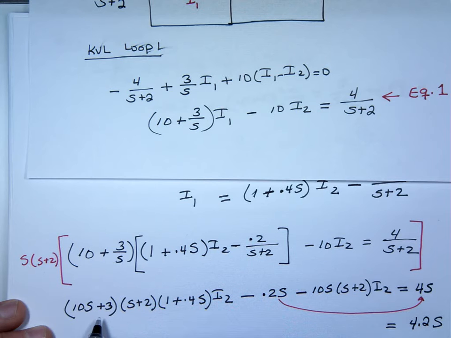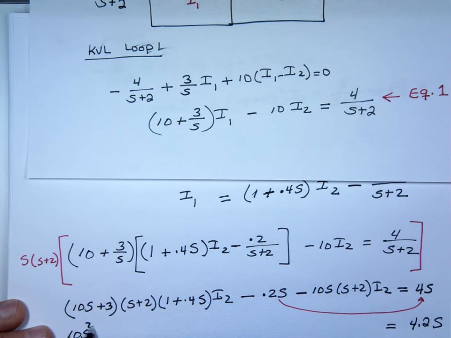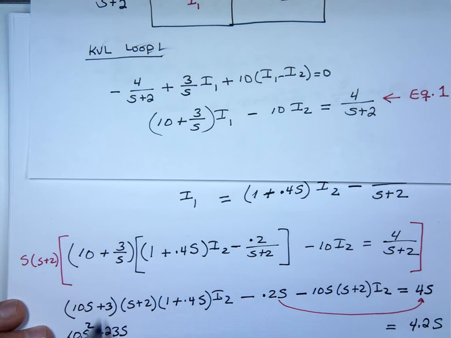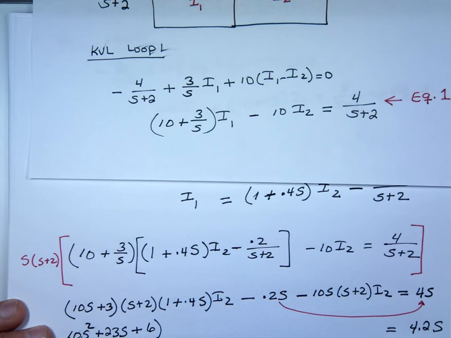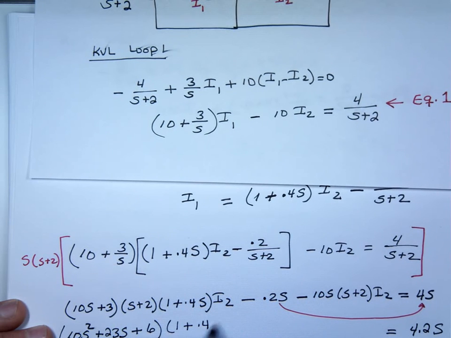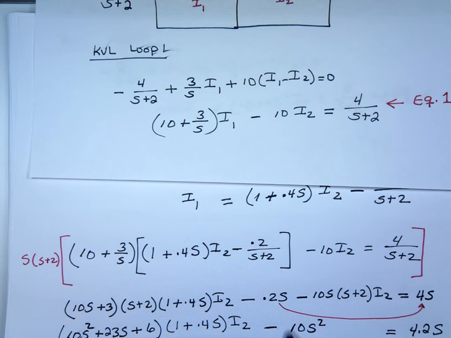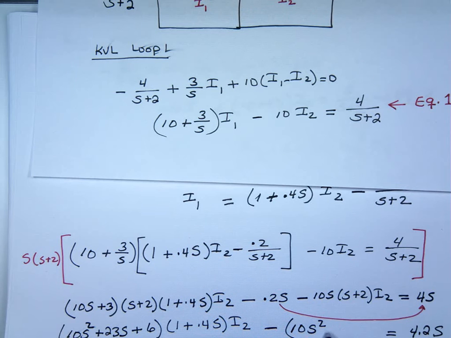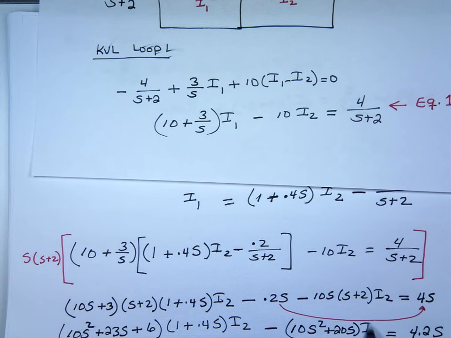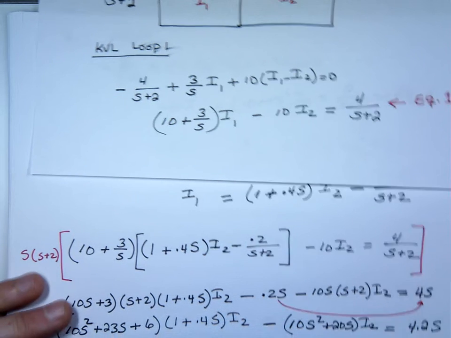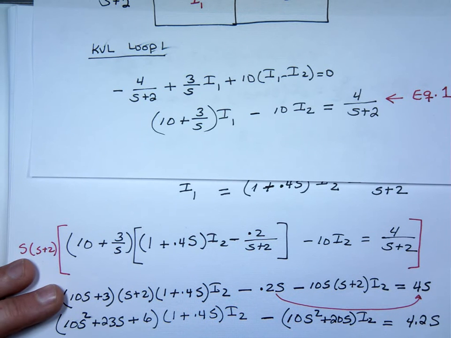This is going to be interesting here. 10S times S is what? 10S squared? 20S and 3, 23S. And 3 times 2 is 6. I'll come back to it in a minute. That's 10S squared. I'm factoring the minus sign outside. 20S. Beautiful.